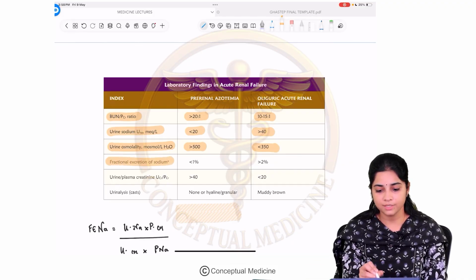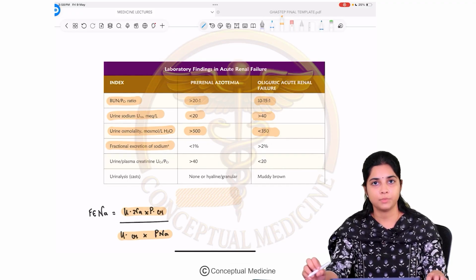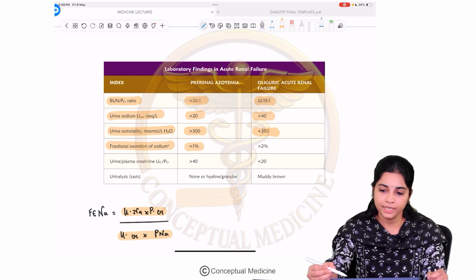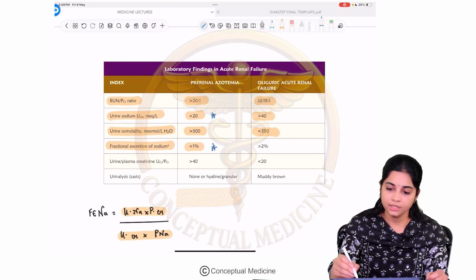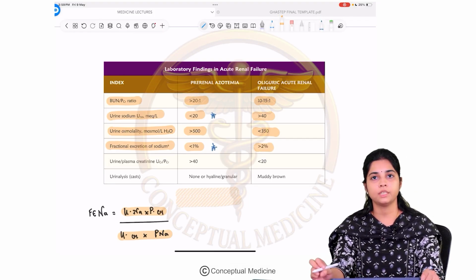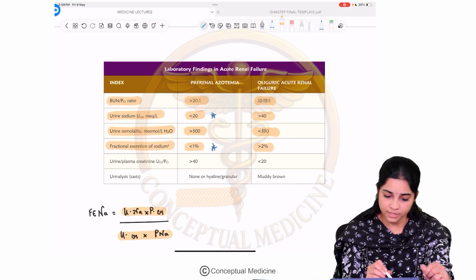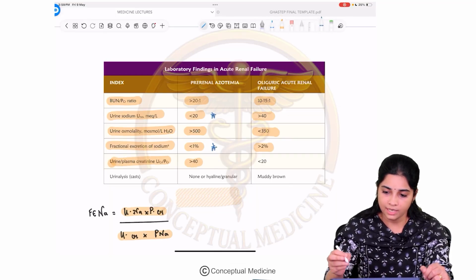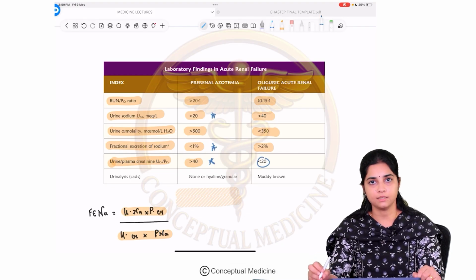Then we have something called the fractional excretion of sodium. This is given by the formula: urine sodium into plasma creatinine, divided by urine creatinine into plasma sodium. So the FeNa is less than 1 in prerenal. You remember that the urine sodium as well as the FeNa go hand in hand. And the FeNa is more than 2% in oliguric AKI, because the tubules are damaged and the sodium excretion is more. Then just remember this odd point: the urine by plasma creatinine ratio is high in prerenal AKI, but it is less than 20 in intrinsic AKI.